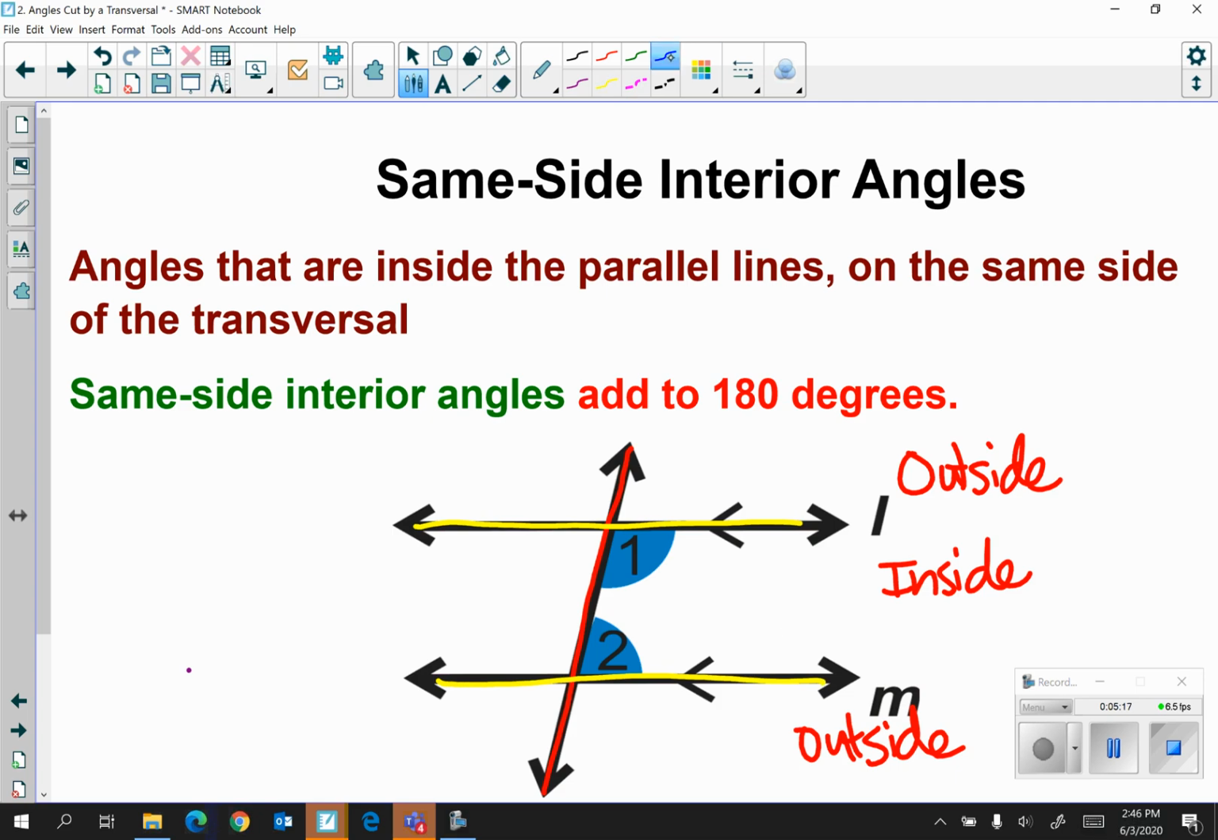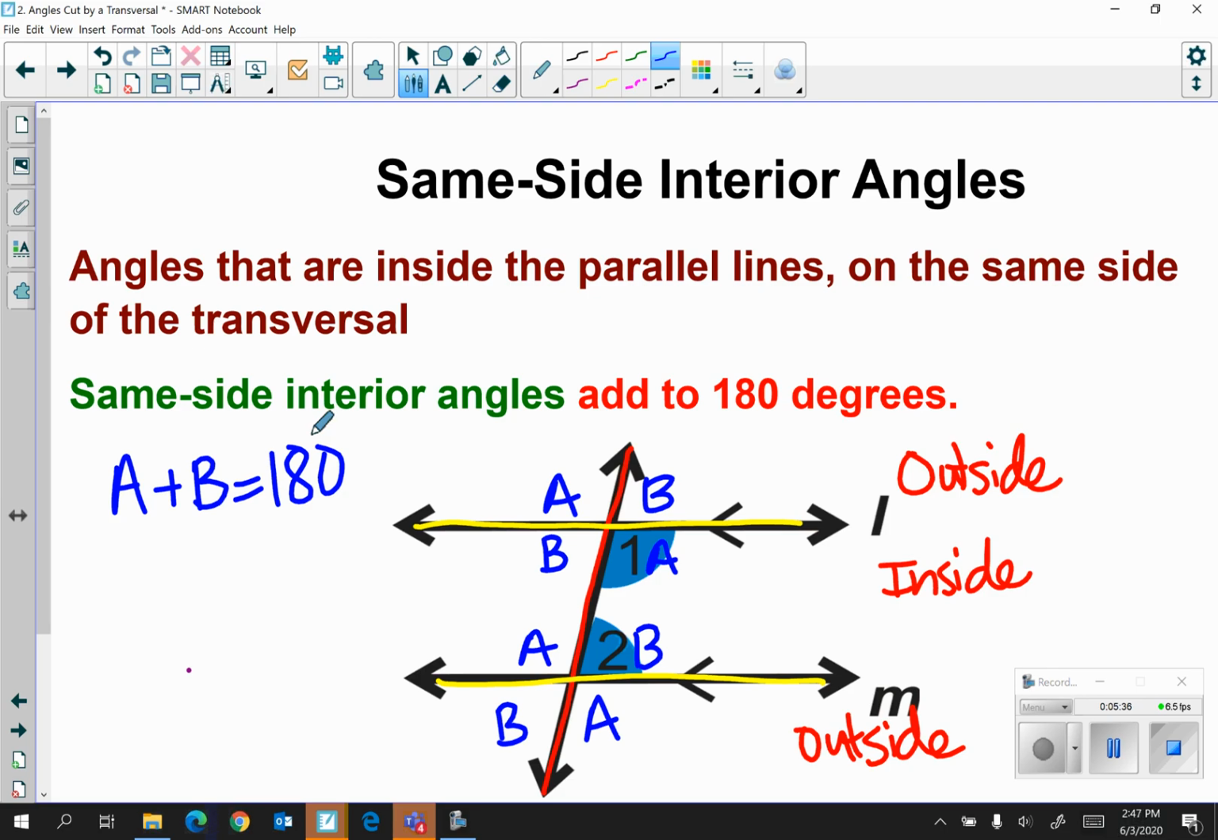So let's label with our AB pattern. A, B, B, A, B, B, A. Notice angle 1 and angle 2 are an A and a B. And remember, A plus B is equal to 180 degrees. So same side interior angles are actually supplementary angles. They add up to 180 degrees.